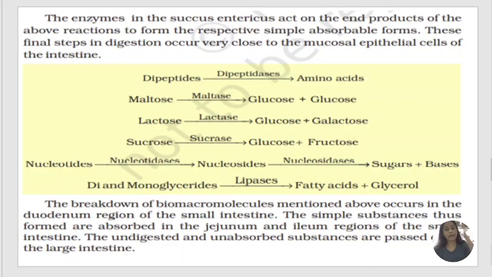The breakdown of the biomacromolecules mentioned above occurs in the duodenum region. The duodenum region, if you remember, was a C-shaped one, the pink colored one I showed you in the image. So the simple substances thus formed are absorbed in the jejunum and ileum regions of the small intestine. The undigested and unabsorbed substances are passed on to the large intestine.